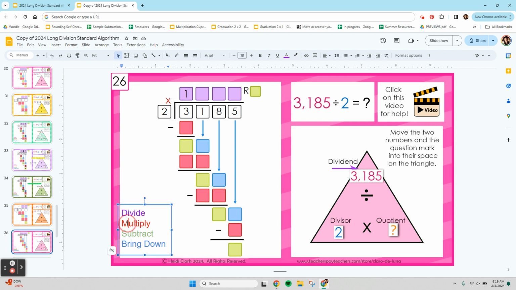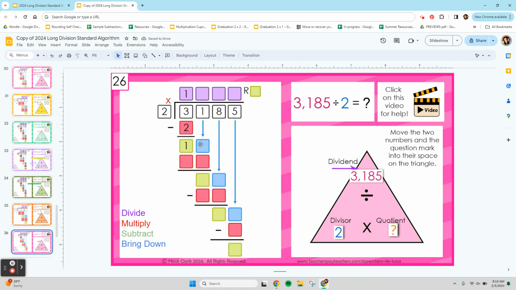The next step is to multiply. 1 times 2 is 2. Now we subtract. 3 minus 2 is 1. Then we bring down the 1. I want you to pause the video and try the next couple steps by yourself and then check back in.